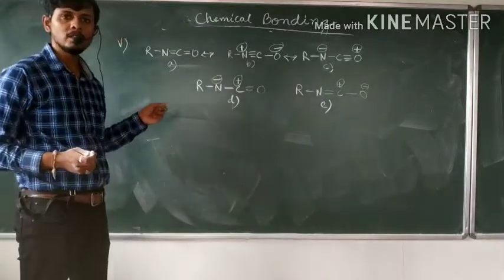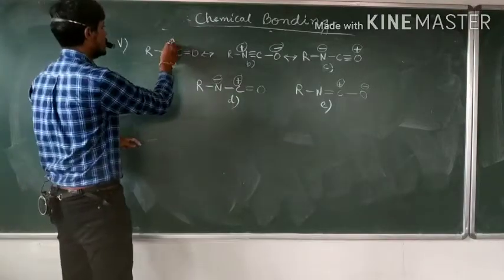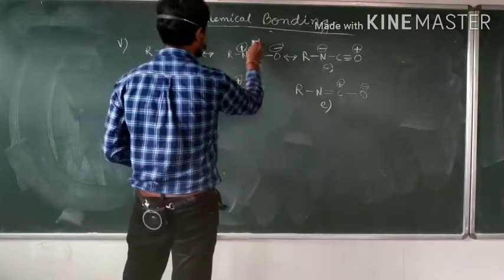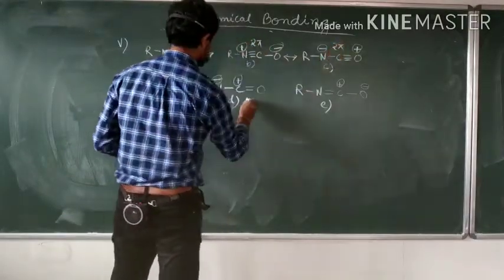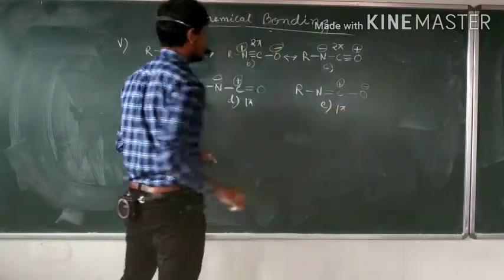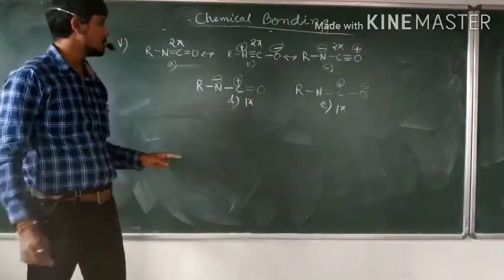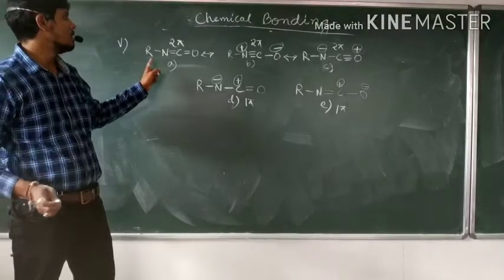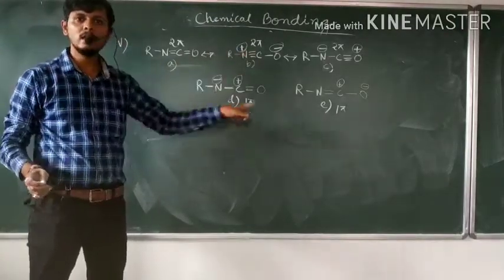First use rule 1, check the number of pi bonds. There are 2 pi bonds here, 2 pi bonds here, here also 2 pi bonds, here also. Here I have 1 pi, and here I have 1 pi bond. That means A, B and C are more stable than D and E.